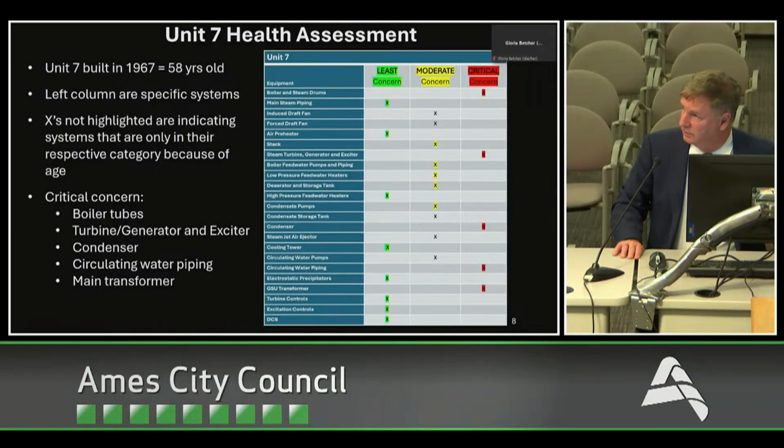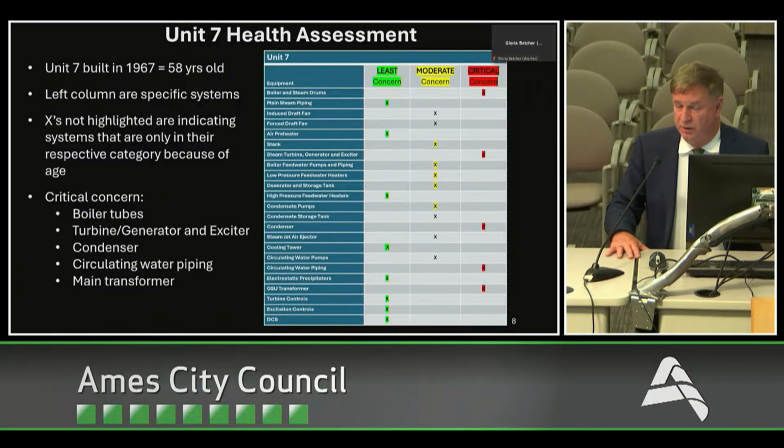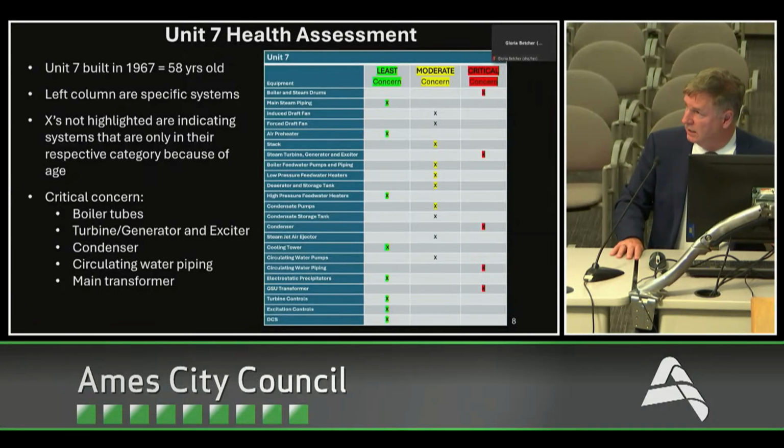The left column are the specific systems, and we include the boiler, we include what's called the exciter, we include the stack that comes up, we include the transformer, for example. It's called a GSU. The X's that are not highlighted are only in those areas, like on the moderate concerns on draft fans, just because of their age. They're 58-year-old equipment. The ones that are highlighted are the ones that the consultant looked at and says, you got to think about this. So on Unit 7, the critical concerns, those ones in red, are the boiler tubes.